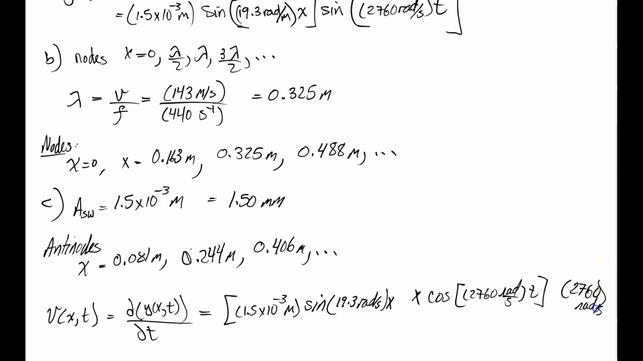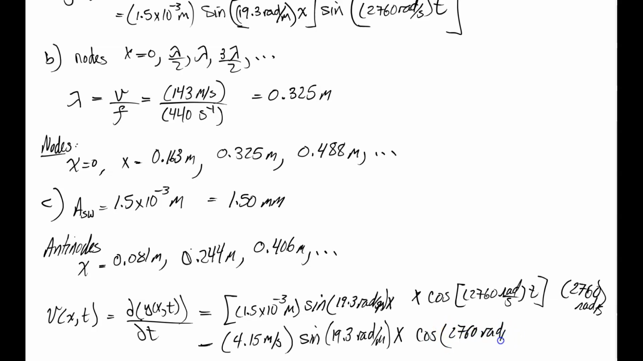And that will simplify to about 4.15 meters per second sine of 19.3 radians per meter x cosine of 2760 radians per second times t. I should have said meter, not seconds on the top.